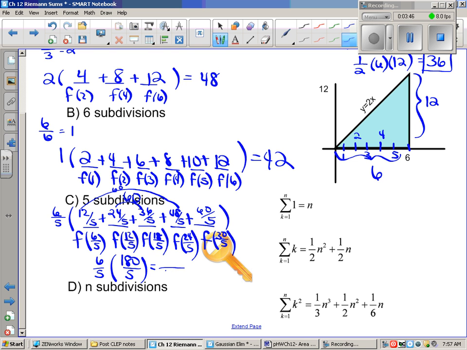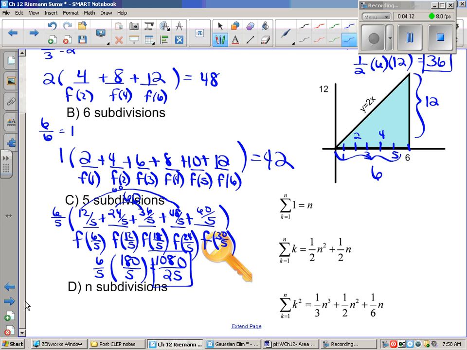So I have 25 on the bottom, and I would have 0, and it looks to me like I would have 1,080 over 25 as being my answer. And so we really can't tell how great that approximation is, but we can assume that since it's 5 and not 6, it's a little worse than the 6 subdivisions that we just did, and it's about 43 something. So that's what that is.